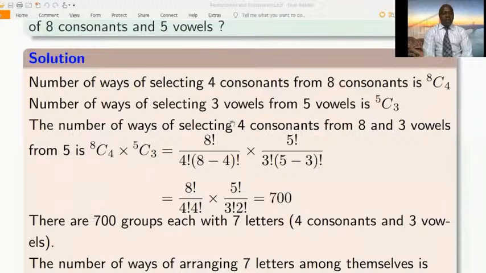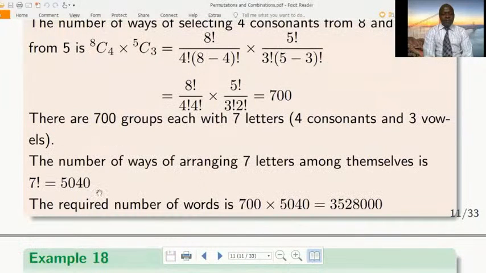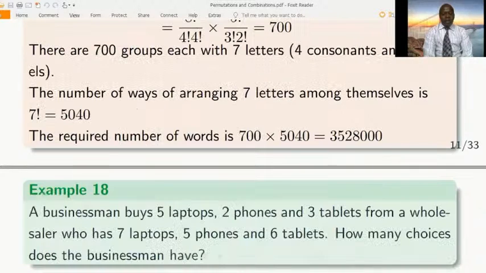Remember that this question involves letters. So for those letters, we will first find the groups, how many groups, and then we ask ourselves, since they are letters, we need to arrange them. In how many ways can we arrange those letters? And the number of ways that we found was 5040, and then we multiply this to get the required result.